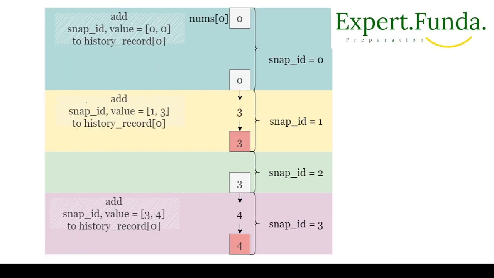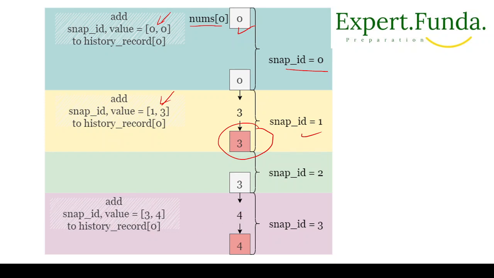So when we are going to add the value, we add the snapshot id and value 0 0 to the history record. Let's suppose there is a history record, and initially its value is 0 0. So at nums at 0 I will take a 0 value, and this is nothing but the snapshot id. Next time I will take the value 1 and 3, right? So at snapshot index 1, we will put 3. So we have this snapshot id.